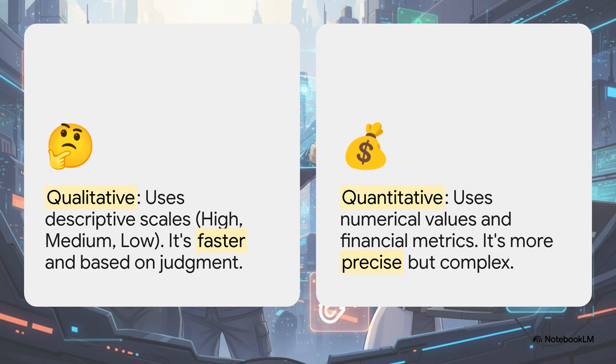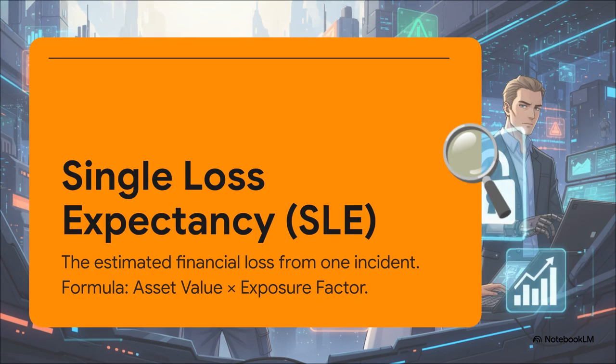Then there's quantitative analysis. This is where we get down to the nitty-gritty numbers. The whole goal here is to put a specific price tag on a risk. So to get that rupee value, we start with something called the single loss expectancy, or SLE. Let's just say a server is worth 10,000 rupees, and a big power surge would wipe out half of its value. That means the SLE, the cost of that one single incident, is 5,000 rupees.